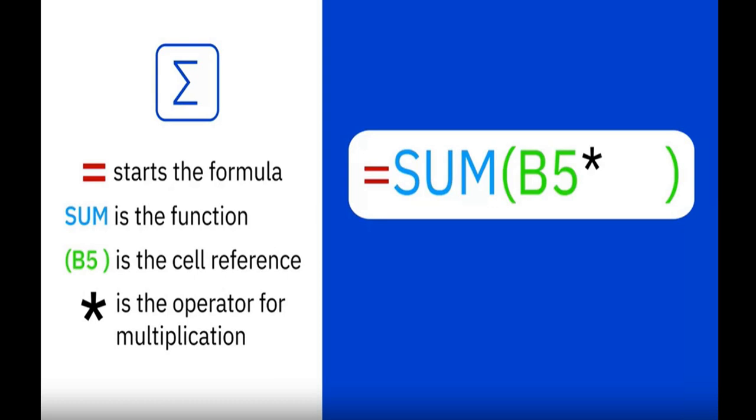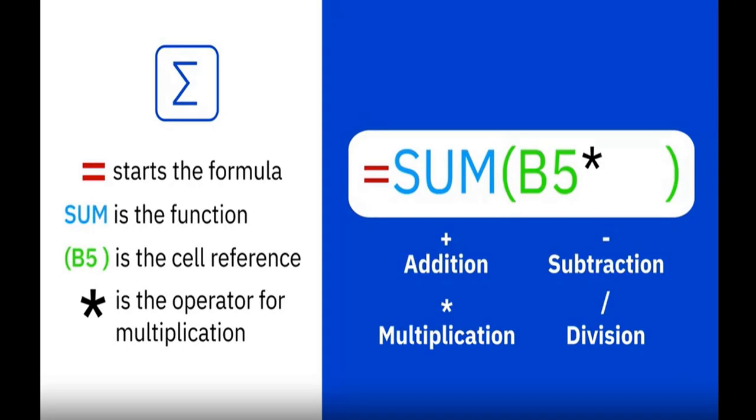Common arithmetic operators include addition, subtraction, multiplication, and division, and these are represented by symbols: the plus symbol for addition, the minus symbol for subtraction, the asterisk for multiplication, and the forward slash for division. There are other types of operators too.